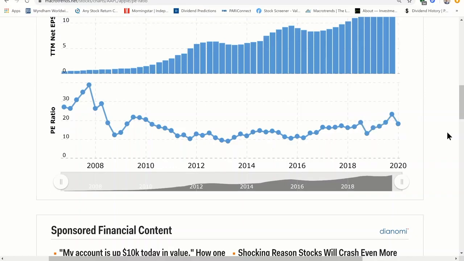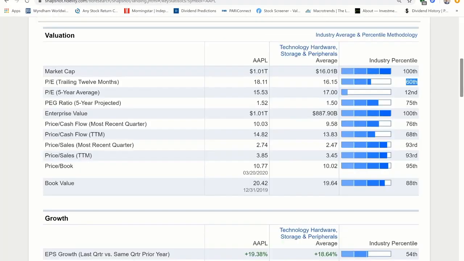So how does Apple compare to the rest of its industry? We are looking at Fidelity's research tools. Although Macrotrends and Yahoo Finance do not require accounts, Fidelity does for this information. What we can see here is Apple's 5-year average for its PE is currently lower than its current PE. In other words, its valuation is higher than usual. We can see that it is higher than the industry average of 16 and is currently at the 60th percentile.